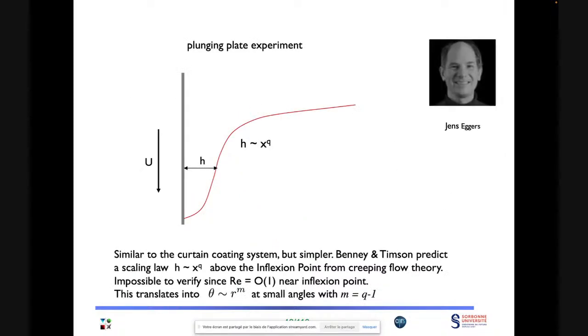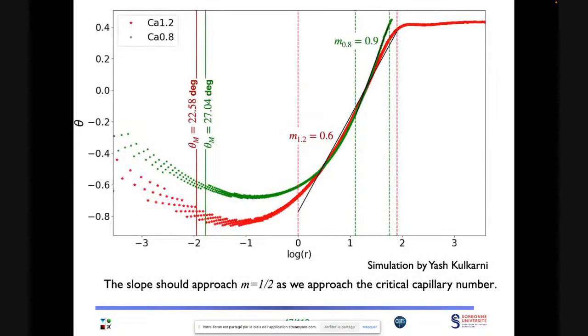This has given us a lot of results, but this is a complicated setup, and we would like to try a simpler setup. And so you could do plunging plate experiments, and there we have some scaling laws which were found by Jens Eggers and Benny and Timson, but this is still work in progress. You could reverse the plunging plate, but here I can show you some preliminary results. We approach the m equals 1/2 slope.